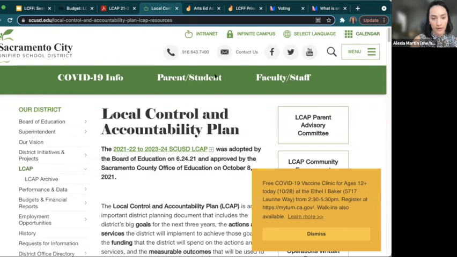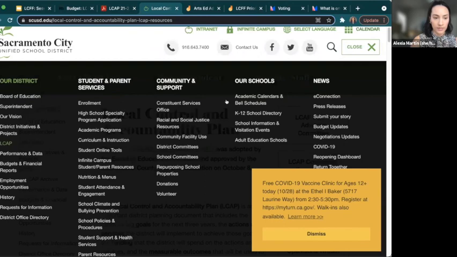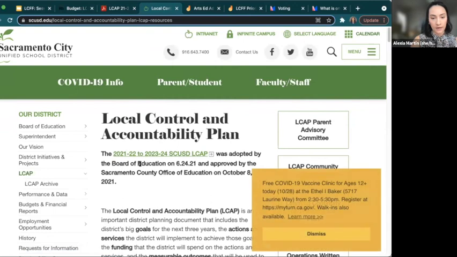And then for another reference, here is Sacramento City Unified School District. So how I got here was I clicked menu. As you see, there's a lot of different options. It was also under our district. I went to LCAP. And then it brought me right here.